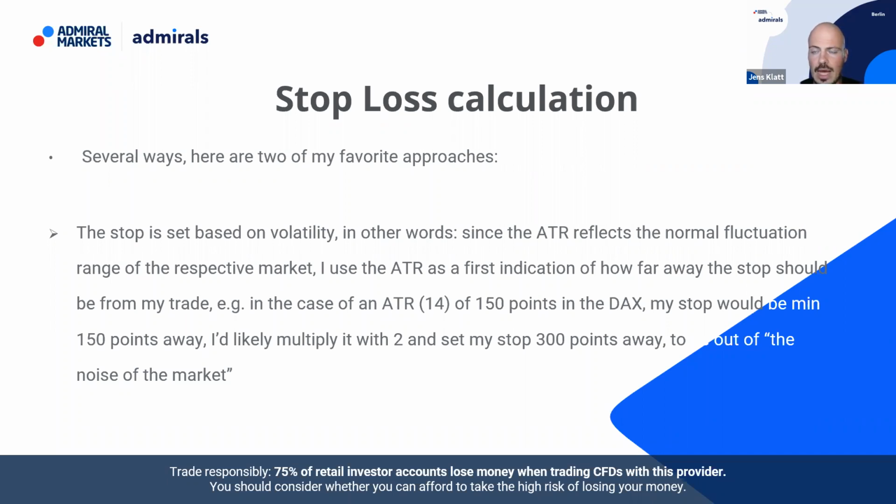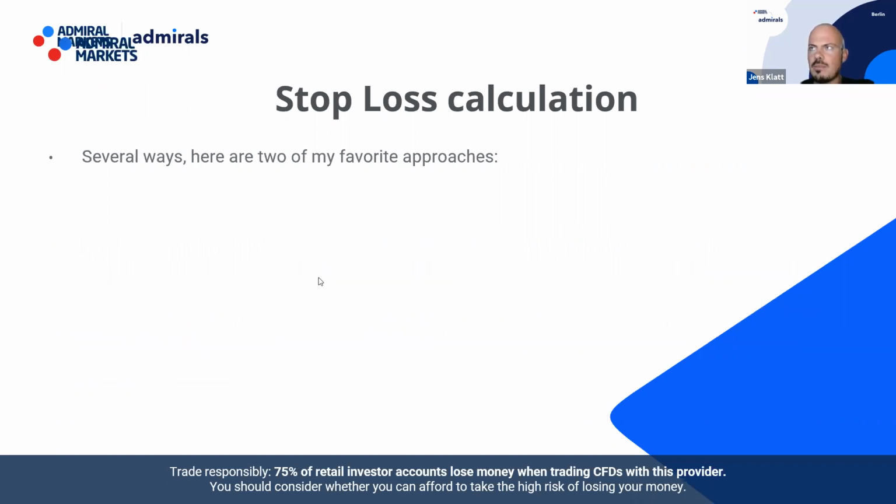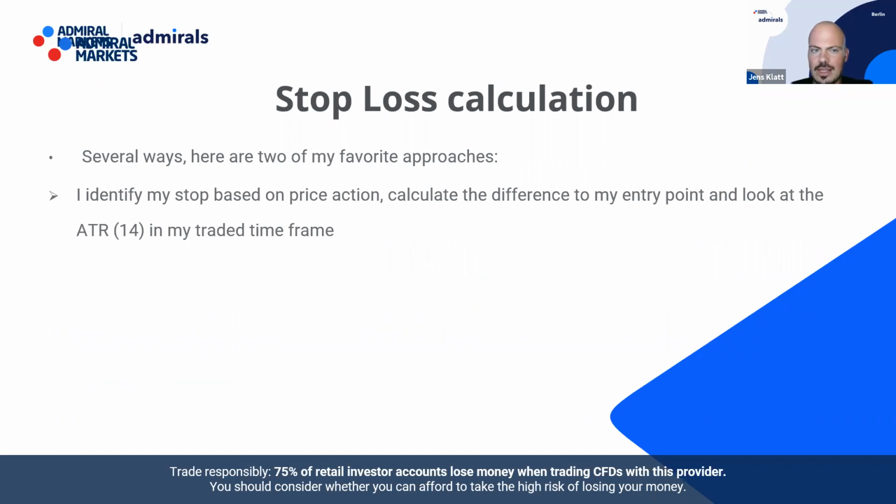And this is one way how you could use the ATR. But the second way I'd like to present to you today is this: I identify the stop based on the recent price action in the market, and then I calculate the difference to my entry point. So let's say the entry point is 15,700 and my stop might be 15,725. And then the ATR tells me, hey, average range is just 30 points.